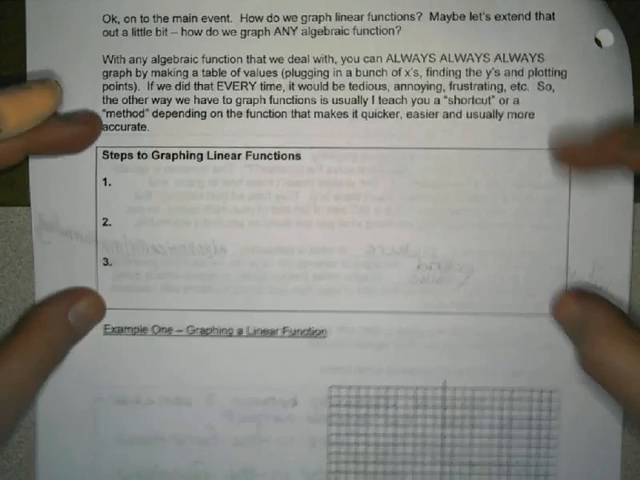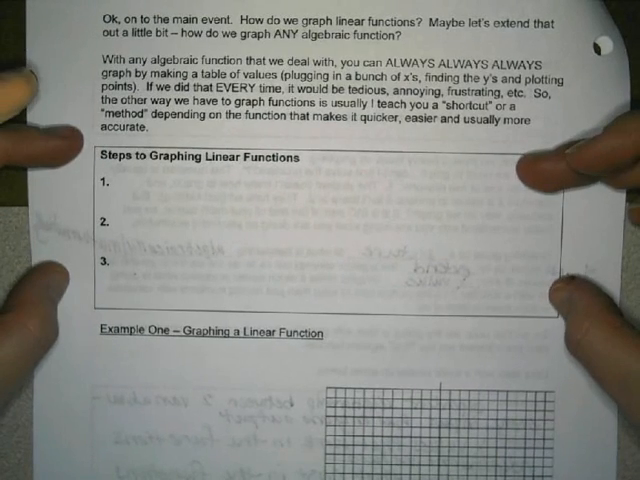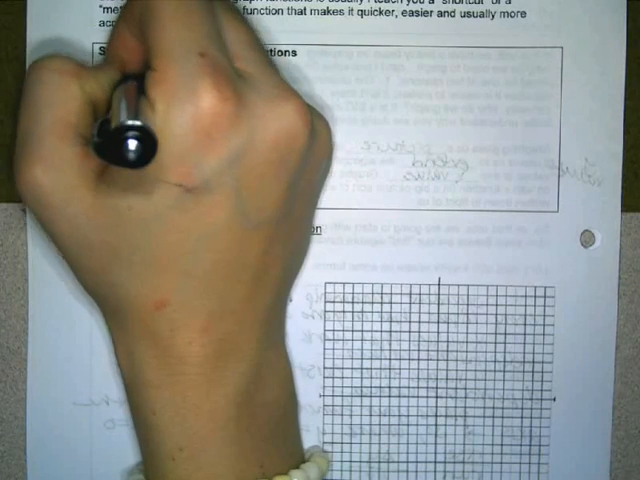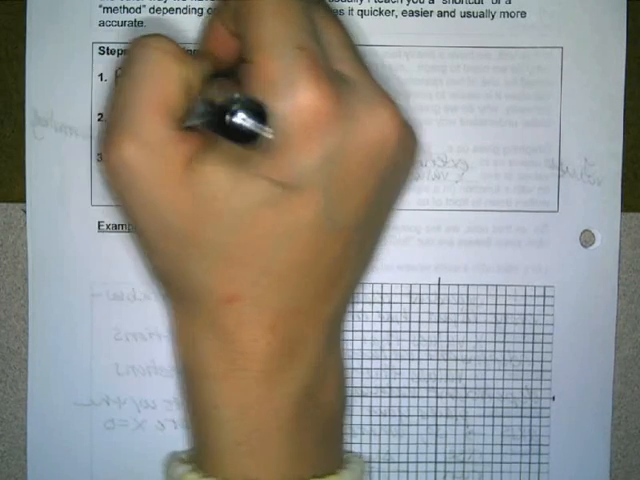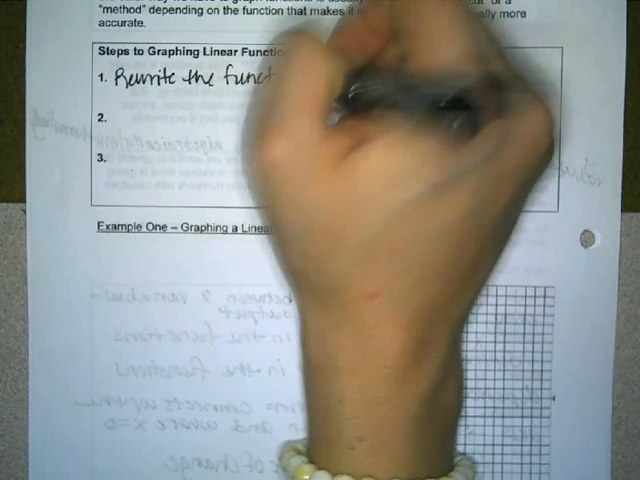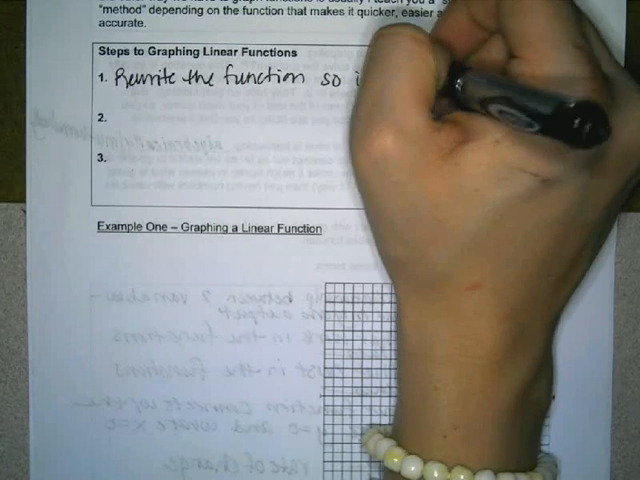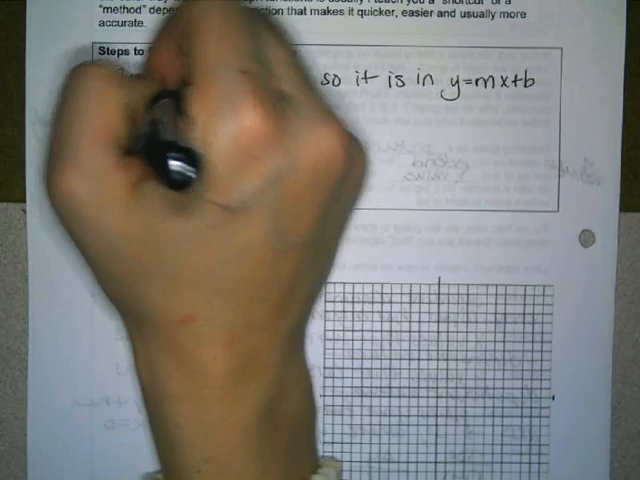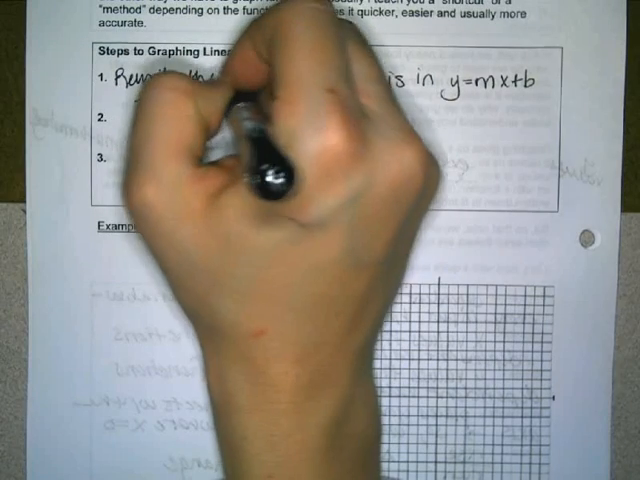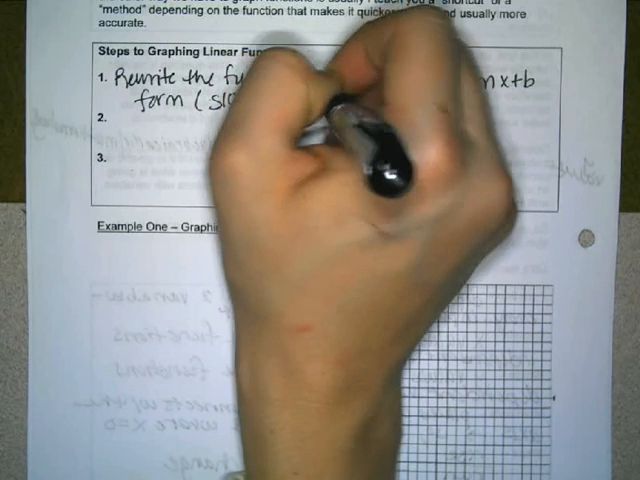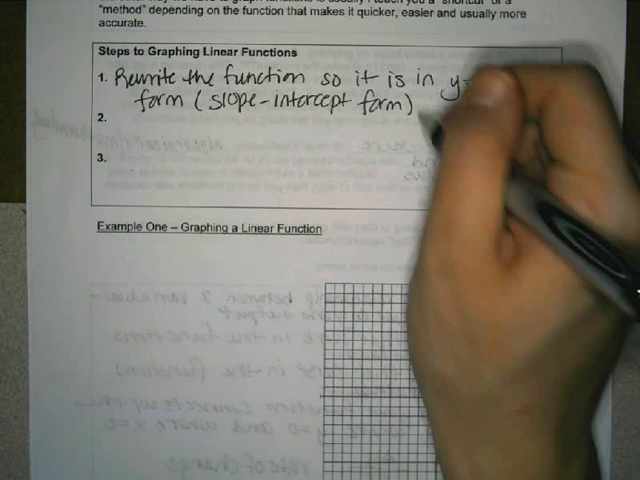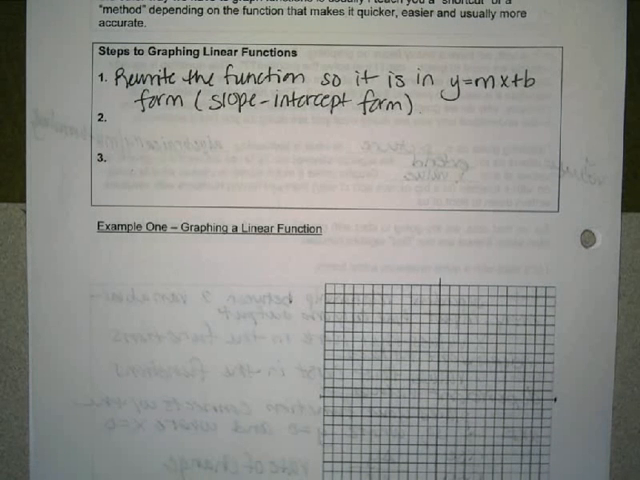So when I give you steps to graphing something, this is like my shortcut or my quicker method to doing it. Okay? So steps to graphing linear functions. We're going to rewrite the function so it is in y equals mx plus b form. As someone reminded us yesterday, that's called the slope-intercept form. Okay. So the first step, get y by itself. Get it in y equals mx plus b form.